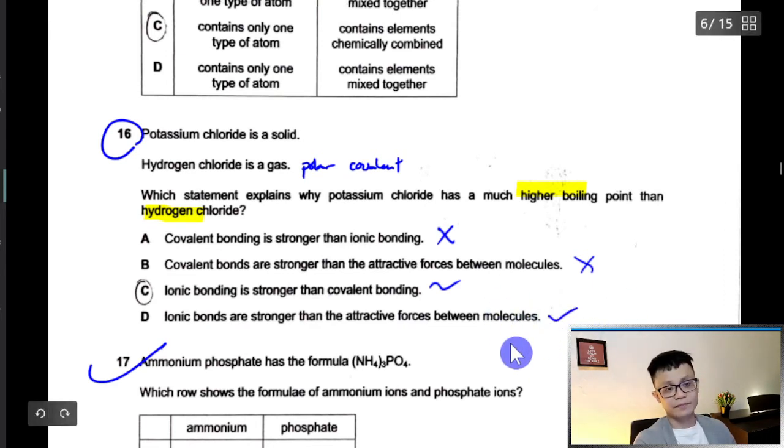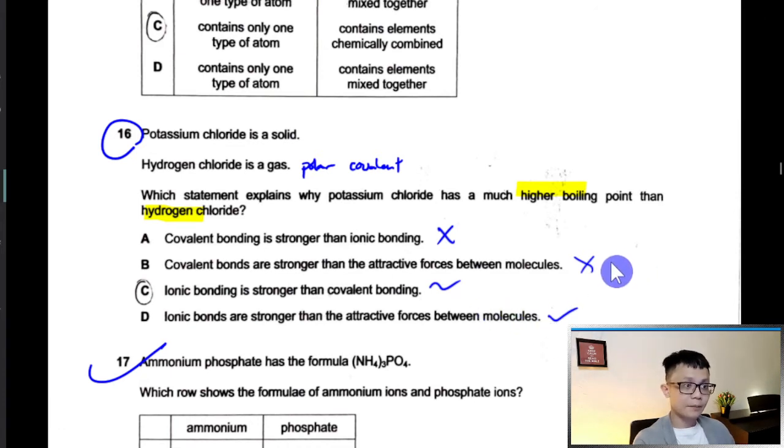So actually, I am thinking of two answers, but which answer is related to the question? Because actually C is correct, ionic bond is stronger than covalent. No point saying it's wrong, but what is the question? Let's look at the question. Which explains why potassium chloride has a higher boiling point. So we need to explain why. So the answer will be D. Ionic bonds are stronger than the attractive forces between molecules.